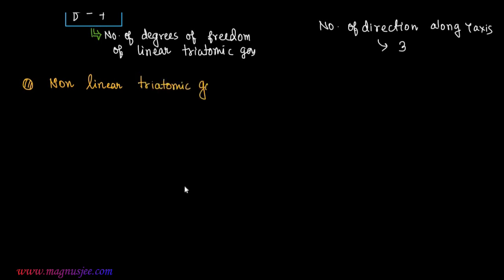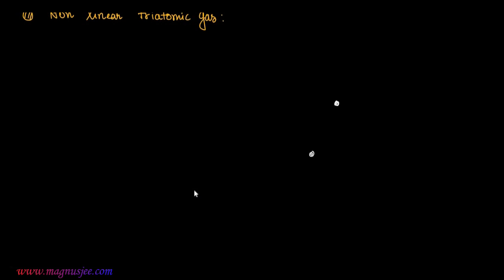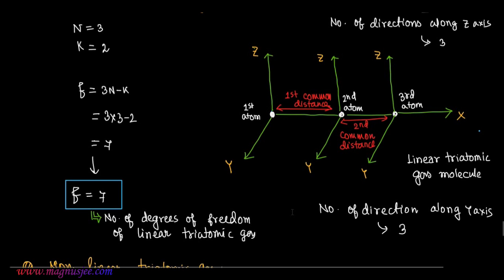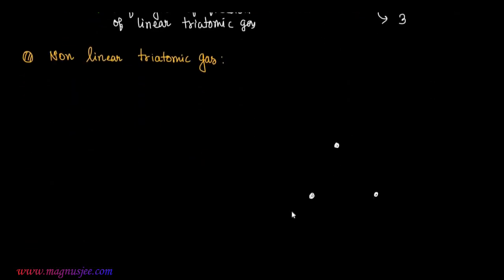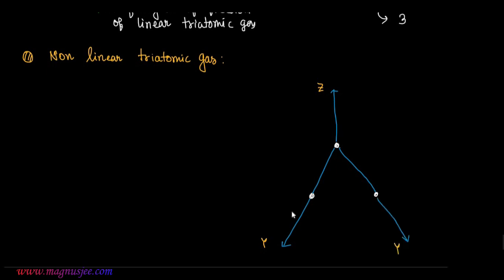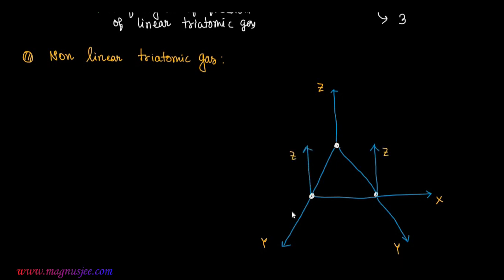If we consider a non-linear triatomic gas, we can draw 3 atoms in this way. This is a diagram for a non-linear triatomic gas molecule containing 3 atoms, which will not lie along a single straight line. This is the y-axis. Similarly, we can denote the y-axis connecting the first and third atom, and also the x-axis. And we can denote the vertical axis, that is the z-axis, for the first and second atom of this non-linear triatomic gas molecule. This is the first atom, second atom, and third atom.